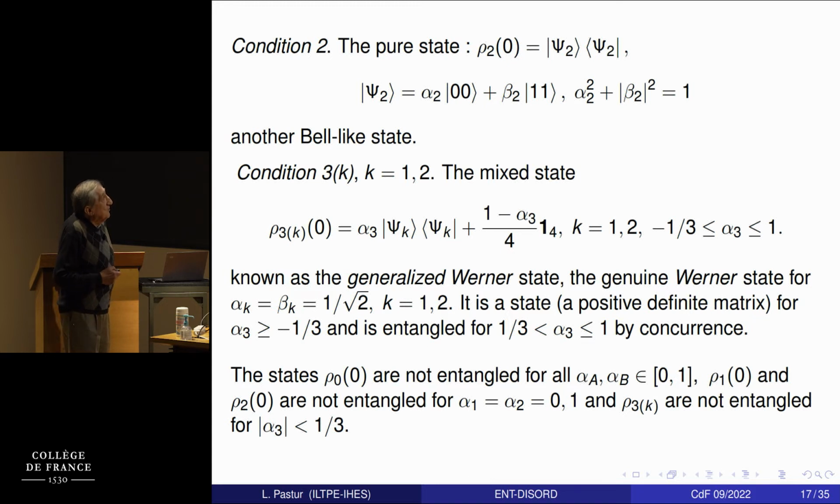So let me just show you. As a good exercise, you can compute for which values of alpha 3 this state is entangled or not. And you'll find, by using, for example, the concurrence that I showed before, that this state is not entangled if alpha is less than 1/3. So it's already in itself a bit of an interesting fact.